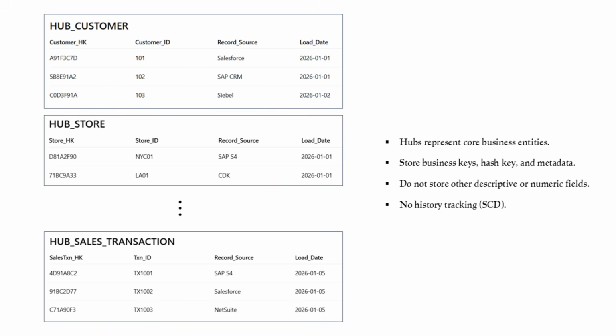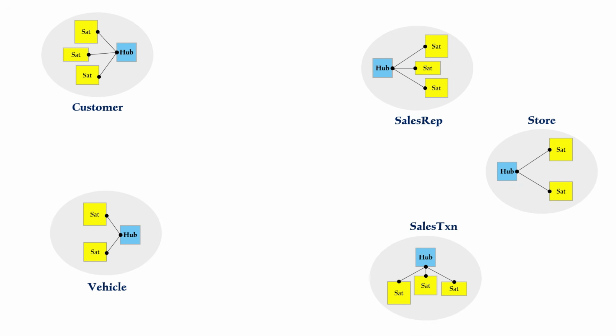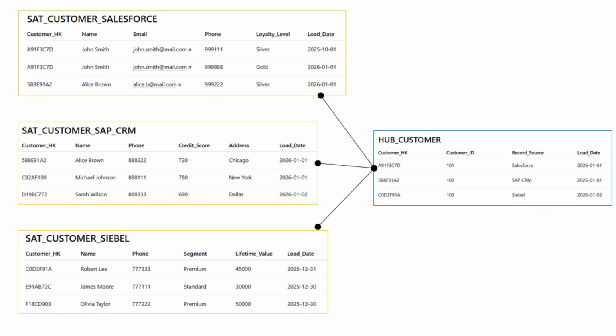Regardless of how many source systems you have, there's always just one hub per business entity. For example, one hub for customers, one for stores, and so on. Next, we design the satellites. Satellites store all descriptive attributes of a business entity along with full history over time, similar to SCD Type 2.